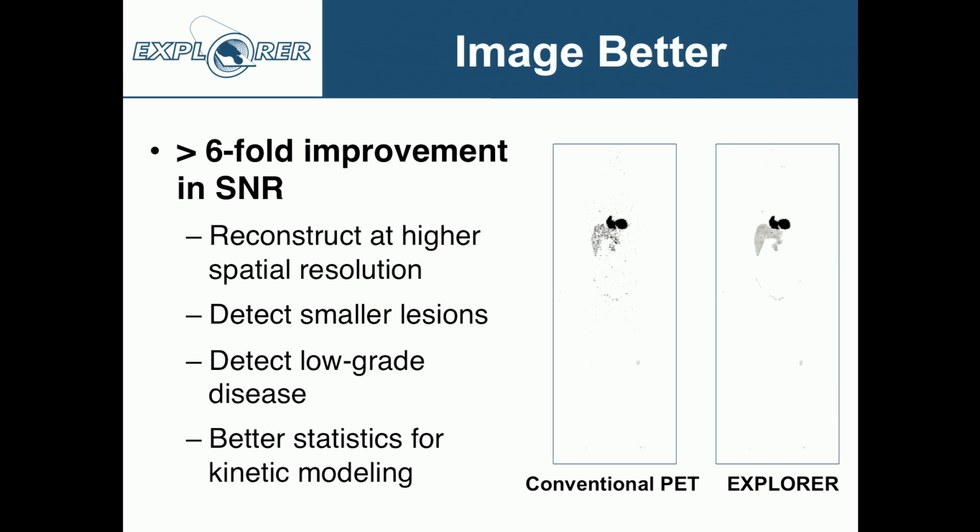And so if we have a 40-fold improvement in our sensitivity, you'll get roughly the square root of that as your improvement in signal-to-noise ratio. So about a 6-fold improvement in signal-to-noise ratio. So if we got much better data, that allows us potentially to reconstruct at higher spatial resolution. So that might be a rationale for then improving the spatial resolution of PET, which could lead to our ability to detect smaller lesions or detect lower grade, more subtle disease. It also gives us much better statistics for doing dynamic studies and kinetic modeling as well. So that's one way you could use the sensitivity gain.